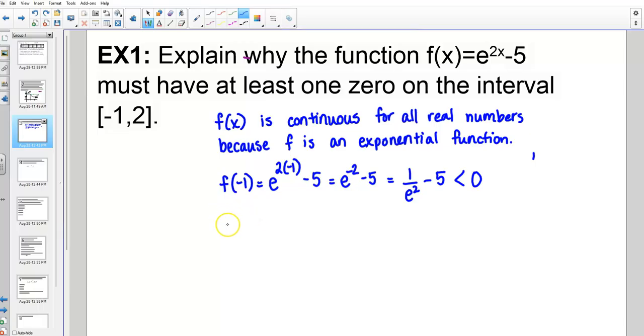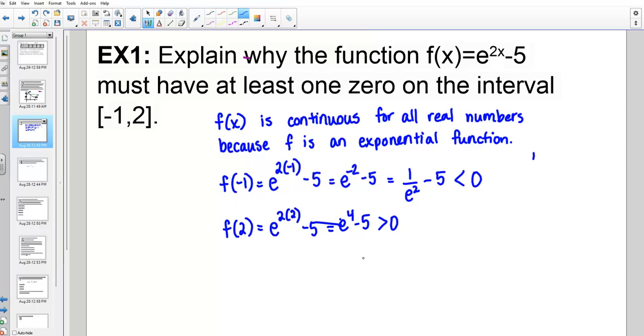Okay? And then I want to do the same thing for f of 2. So I will have e to the 2 times 2 minus 5, which is e to the 4th minus 5. So once again, without a calculator, you're not going to get this number exactly. But you've got e to the 4th power, 2.71828 to the 4th power. That's a big number, right? I'm going to subtract 5 from it. Is it going to be positive or negative? Positive, because e to the 4th is going to be a pretty big number. So this is greater than 0.